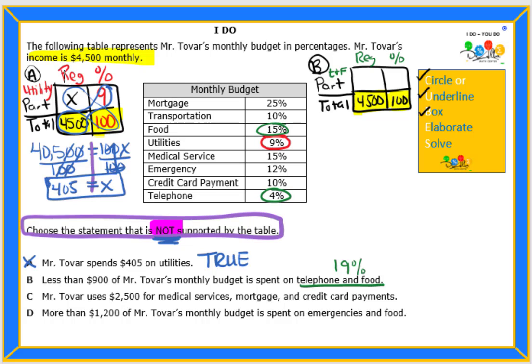So now let's think about what we want our percent number or regular number to be. We need one more number. And that's going to be the number that we got for telephone and food from our table. We got 19%. So we're going to go ahead and put 19 right here in the percent side. And we're going to figure out how much money that would be. So we're going to multiply 19 times 4,500. We'll go ahead and work that out here.